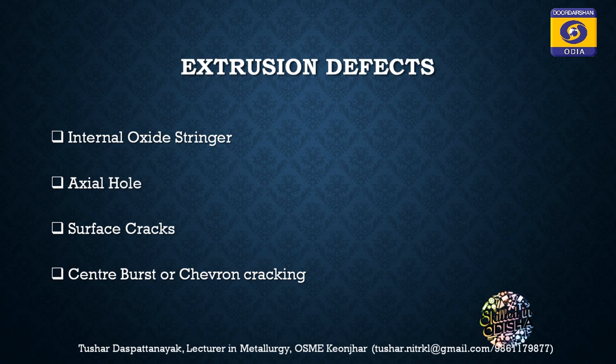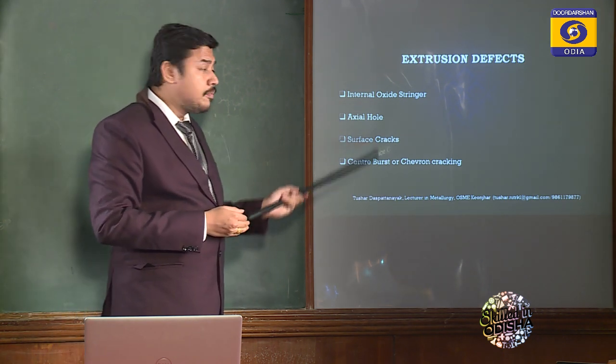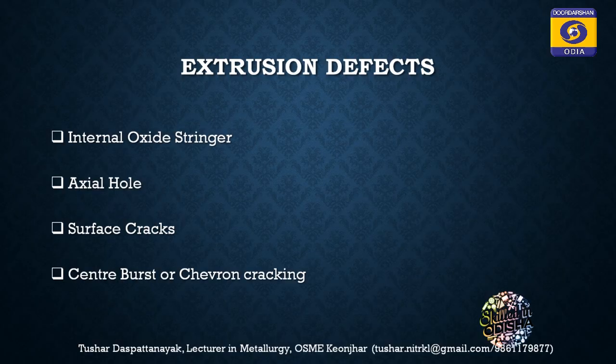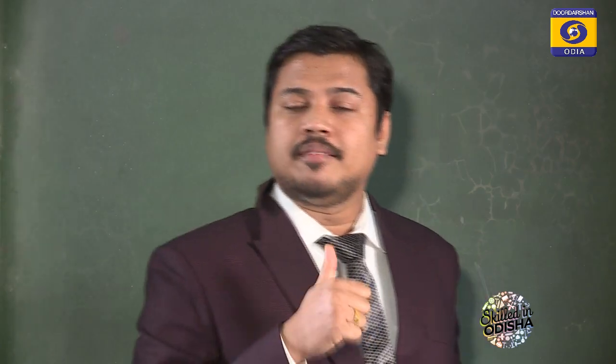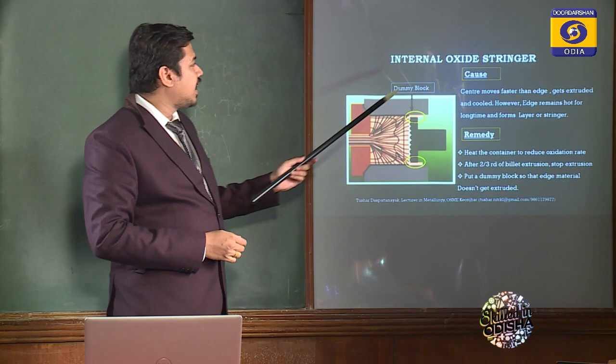Now we study extrusion defects. What are the extrusion defects? There are 4 extrusion defects out of many defects. I have picked these 4 important defects that happen in case of extrusion. First is internal oxide stringer. Second is axial hole. Third is surface crack. Fourth is center burst or chevron cracking. Okay, we'll study first internal oxide stringer.